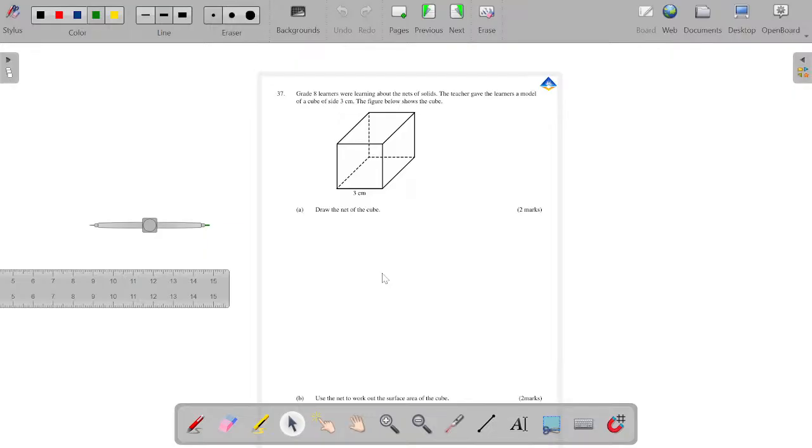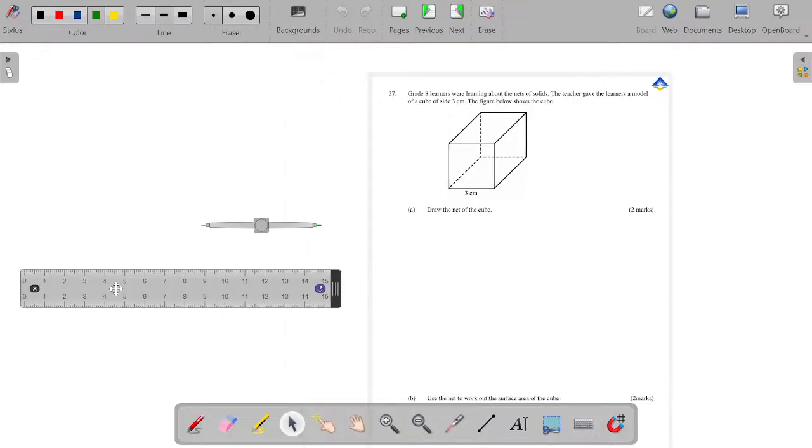Grade 8 learners were learning about the nets. The teacher gave the learners a model of a cube of size 3 centimeters. Draw the net of the cube. Use the net to work out the surface area. How do you draw the net? So this one is very simple.